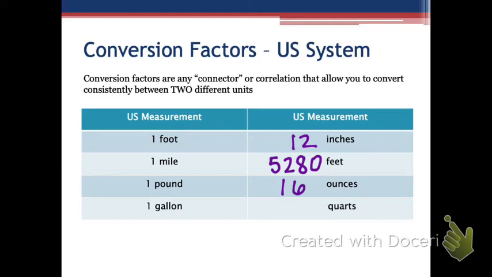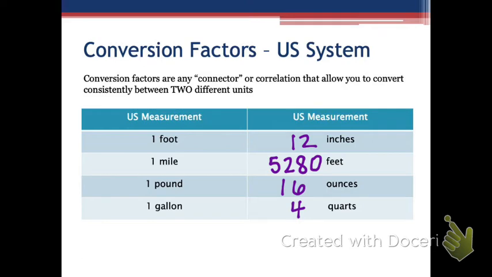And then a gallon. Do you know how many quarts are in a gallon? 4. We should know that just from the word itself. Quart, quarter, right? There's 4 quarts in a gallon. So these are conversion factors just for the U.S. system. And there's a whole bunch more.